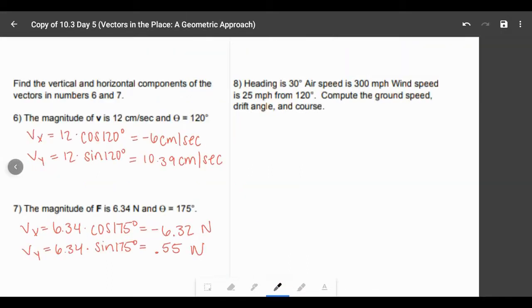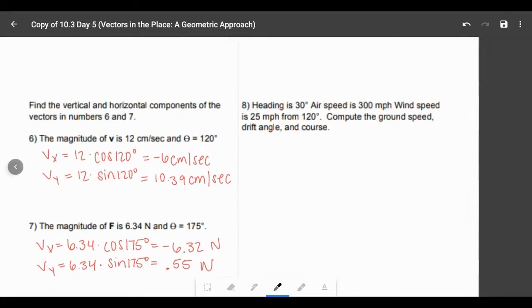For a problem like number 8, this is where we're going to be using vectors in navigation. So let's go ahead and pretend like we're flying an airplane. It's giving us some information about our airspeed, the wind speed, and then it's asking us to compute the ground speed. Whenever you do problems like this, I want you to make a note up top. For problems like this, we are going to use that resultant force.